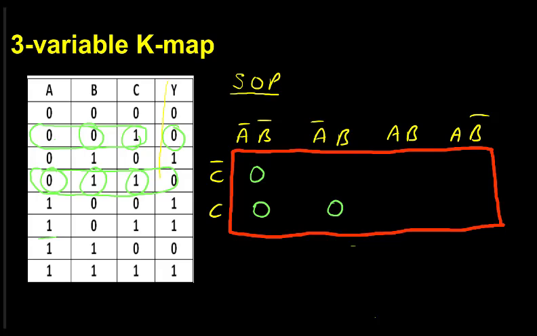Then finally this is A, B, C bar, which is also 0. So A, B is here, and C bar is here, so they come at this point. So this point is 0. Now because we already traced 4 zeros, all the others are 1. So we write 1, 1, and 1. This is how we draw a 3-variable K-map.